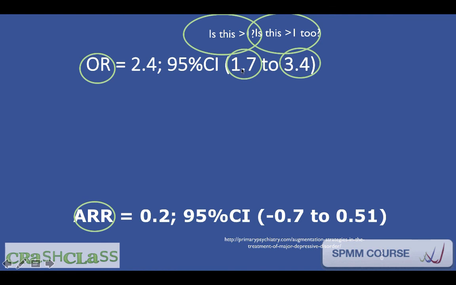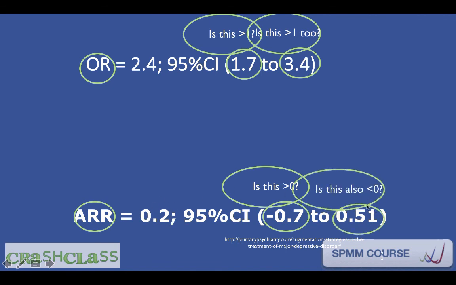Okay, so 1.7 to 3.4, both values are greater than 1. It's significant. Look at this one here, ARR. Is this greater than 0? Here we are looking at 0 because 0 is the reference value for reductions. Okay, so is it greater than 0? No, it's not. In that case, this should also be less than 0. This is less than 0, so this should also be less than 0. Only then can you call this a significant result.